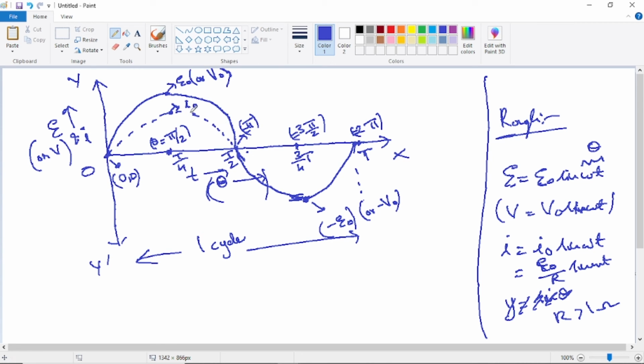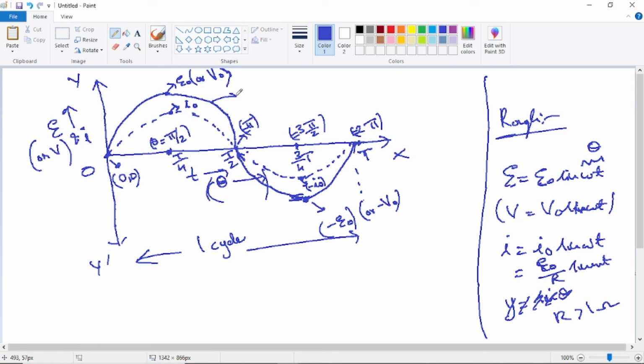But now we are taking a simple case when the resistance happens to be greater than 1 ohm. So peak current, numerically, will be lesser than the numerical value of EMF. So even the negative peak will be lesser. Somewhere here it will be coming. So this will be what? Minus I naught. This way it will be coming.